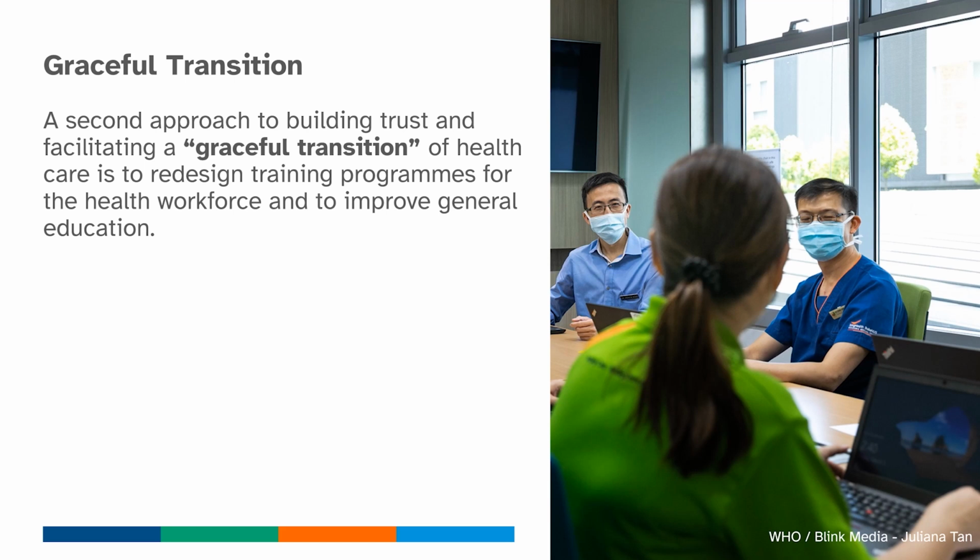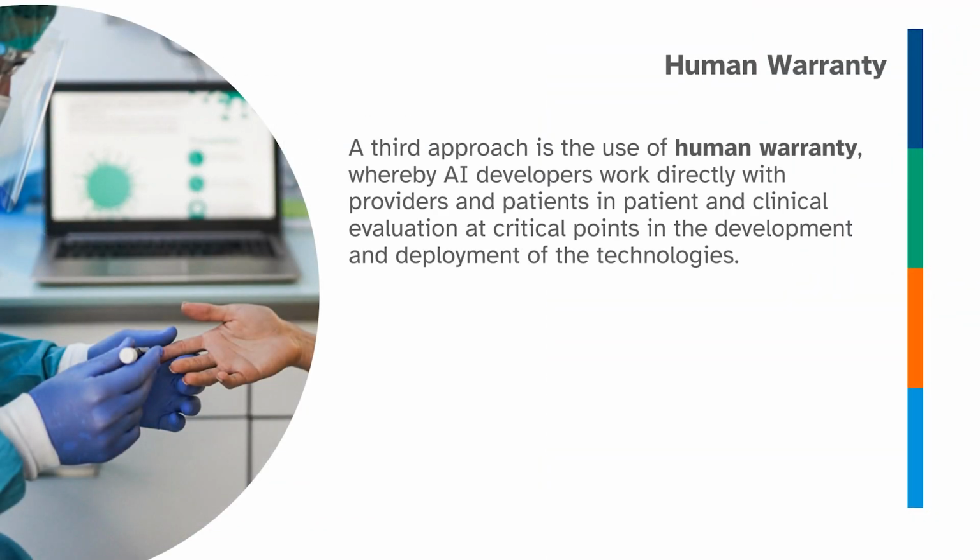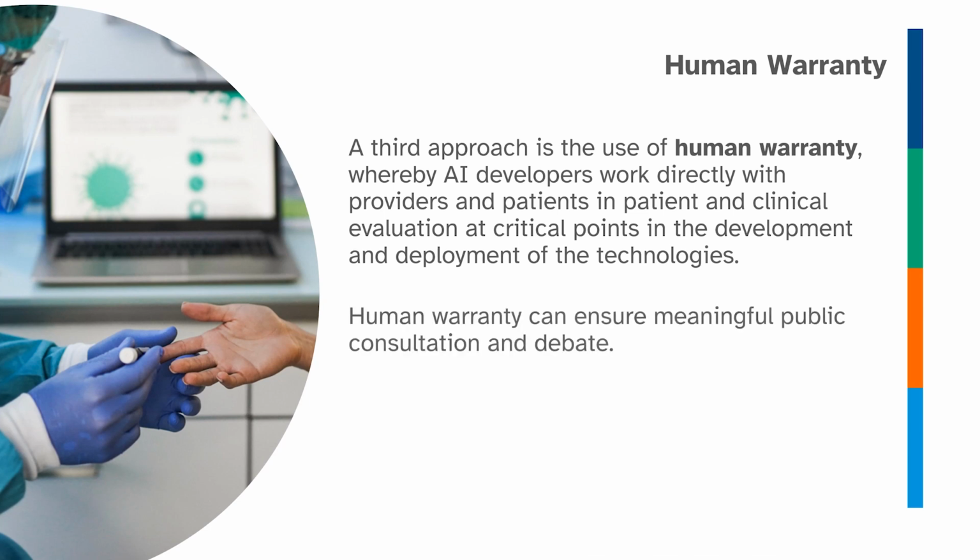A second approach to building trust and facilitating a graceful transition of healthcare is to redesign training programs for the health workforce and to improve general education. Improvements in general education would include primary education in science, technology, and mathematics. A third approach is the use of human warranty, whereby developers of AI technologies work directly with providers and patients in patient and clinical evaluation at critical points in the development and deployment of the technologies. Human warranty can ensure meaningful public consultation and debate.